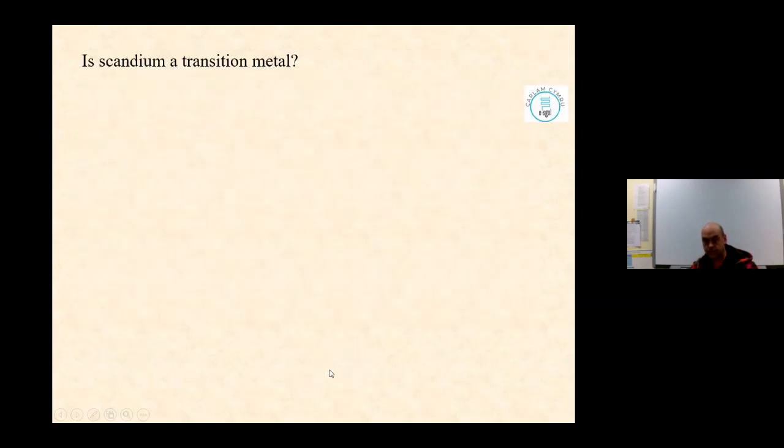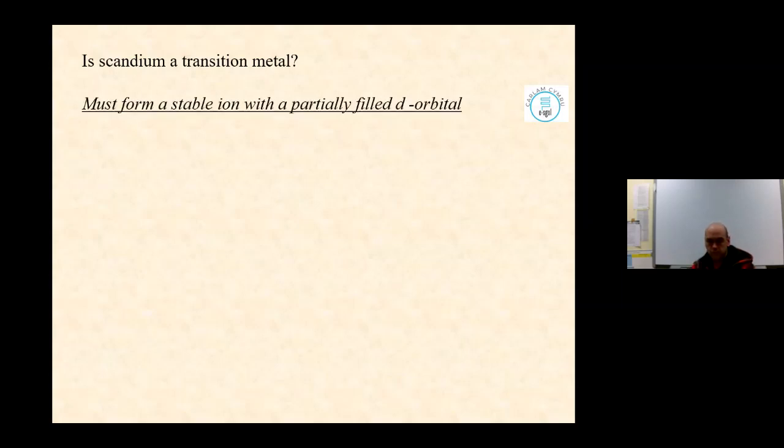Okay. So we're going to come back to scandium. Is it a transition metal? Well, it's in the d block, so some people would argue it is, but to be a transition metal, you must form a stable ion, which we've just looked at, the common stable ions, and that stable ion must have a partially filled d orbital. So let's consider scandium as a transition metal then.